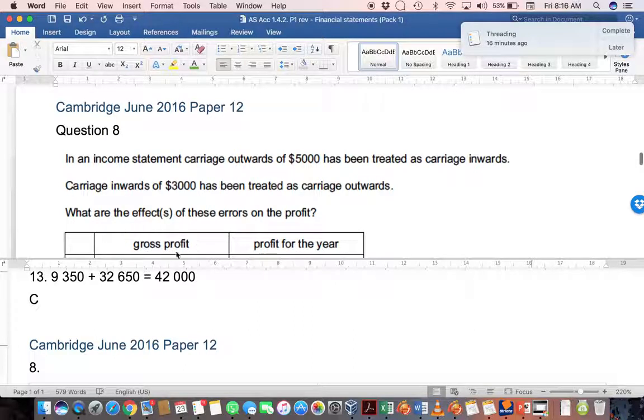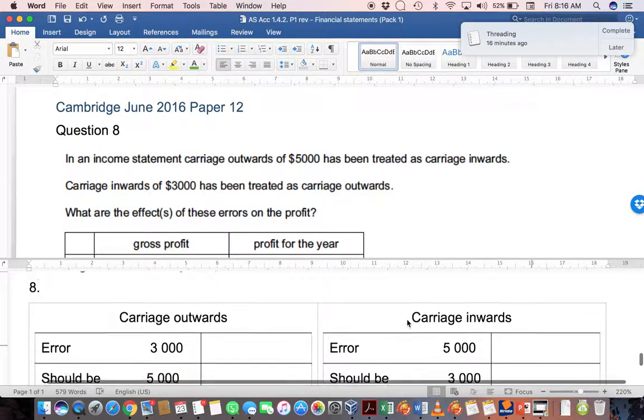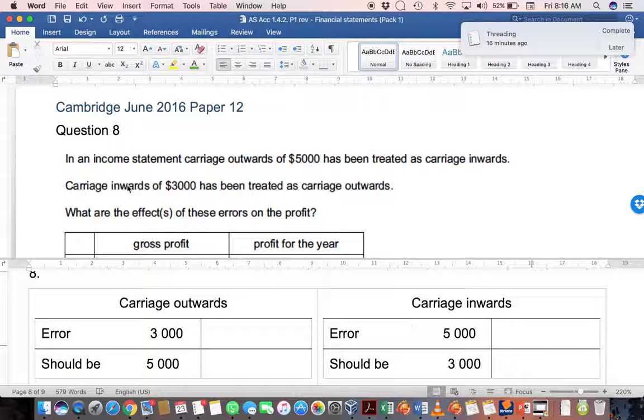And specifically, we're looking at both the gross profit, and remember, gross profit is calculated as sales less cost of sales, as well as profit for the year, which is our total incomes less our total expenses. So, firstly, let's look at these two accounts. Let's have a look at the carriage inwards of $3,000. Carriage inwards should have a balance of $3,000 on the debit side, but firstly, carriage outwards. Carriage outwards of $5,000, so carriage outwards needs to have $5,000 on the debit side, has been treated as carriage inwards, and so the error is shown at the top over here as 5,000.